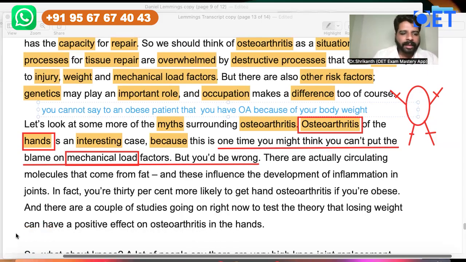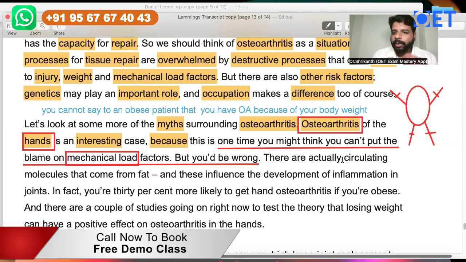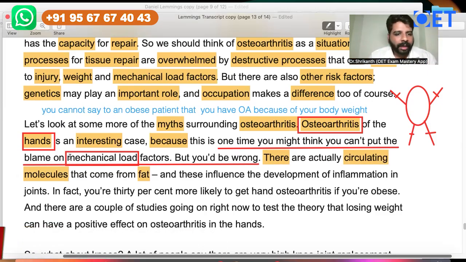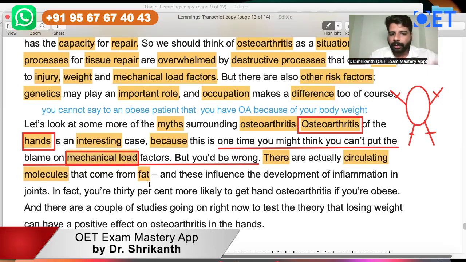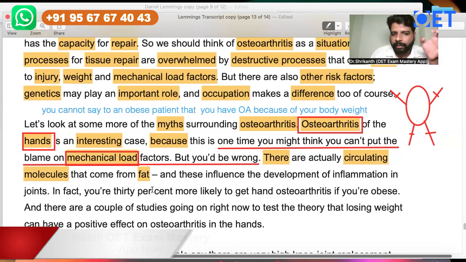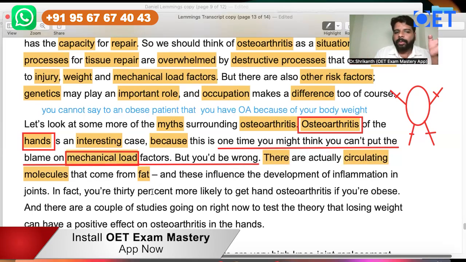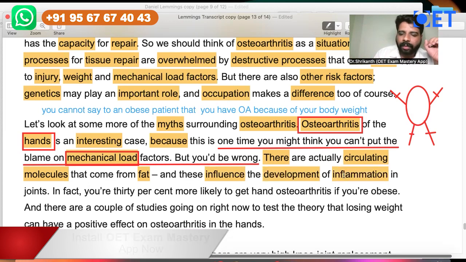Now let's come to the next sentence over here. Now he's talking about it: there are actually circulating molecules that come from fat. When a person is having too much mechanical load, it basically means the person is obese, the person has too much fat. Now there are some circulating molecules that come from fat. We know adipose tissue. Fat basically means adipose tissue. From this adipose tissue, some kind of molecules are being released, and these influence the development of inflammation in joints.